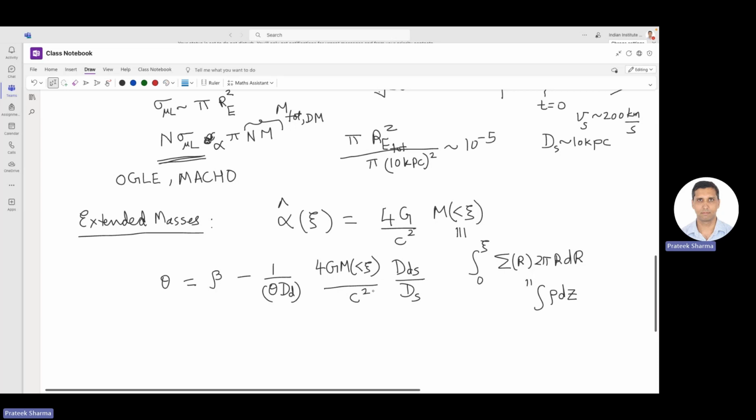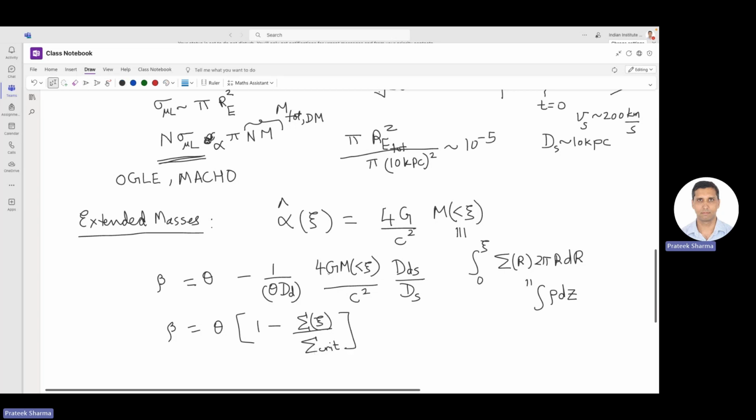Now, when you have an extended mass, we can actually write this as beta is equal to... Sorry, this is my mistake. I've actually written it wrong. This is beta equals theta minus this. So then beta is equal to theta times 1 minus sigma(xi) by sigma crit. You can actually write it like this, and I'll show you.